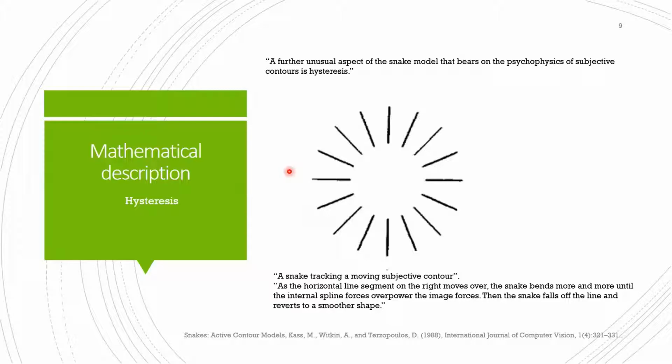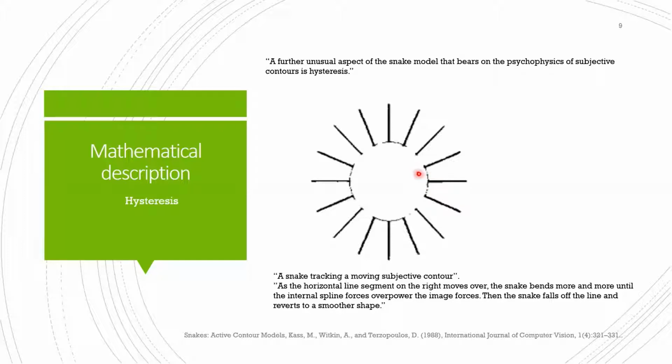The snake model bears on the psychophysics of subjective contour. And this is called hysteresis. I will explain. If the snake is kept around this subjective contour, and then if this contour is moving, then the snake will be able to track that.